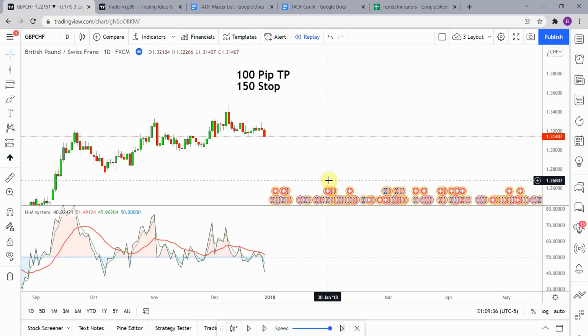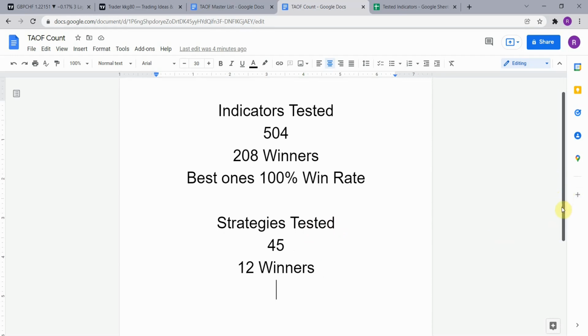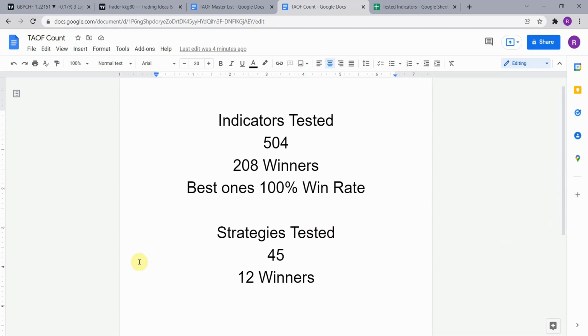Alright, as I said, today we will be testing the HM system indicator. Before we do though, I wanted to put the testing scoreboard up for everyone to see. So to date, we have tested a total of 45 different strategies, with 12 of them being winners. We've also tested a total of 504 indicators, with 208 of them being winners. The best ones so far were able to achieve a 100% win rate.